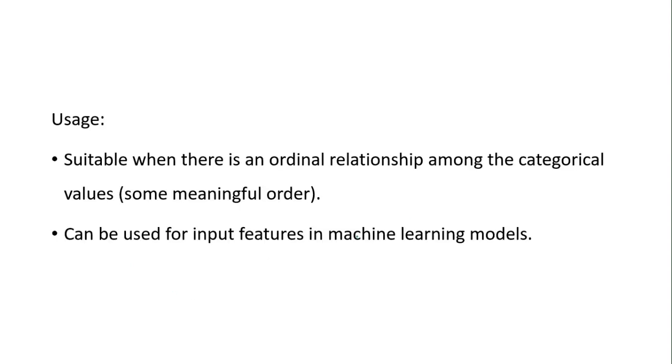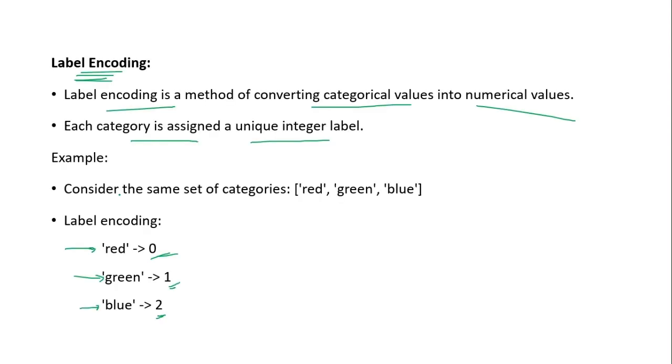Now, this can be used if there is a particular order. From this, you can see that with 0, 1, 2, there is an inherent order, isn't it? 0, 1, 2, 3. The next one will be 3, the next one will be 4. So there will be an order. If there is an order like this between the categorical variables, then label encoding gives you good results.